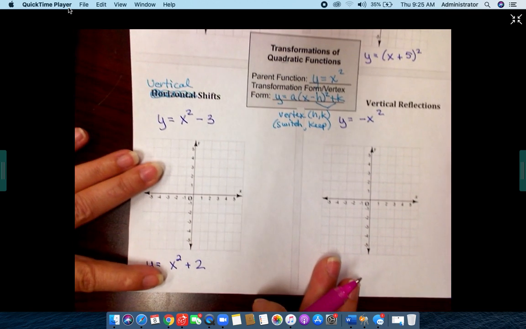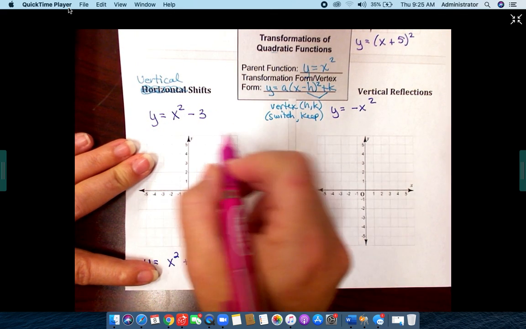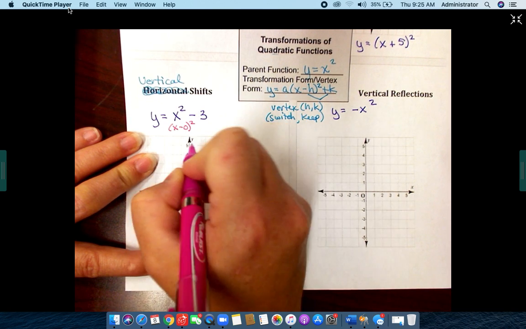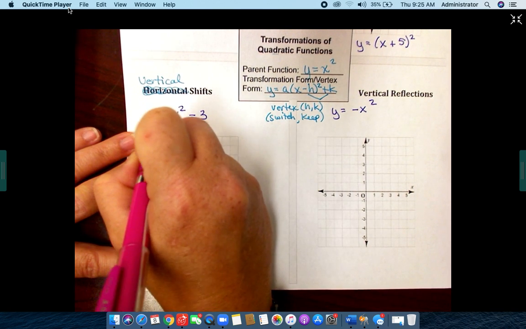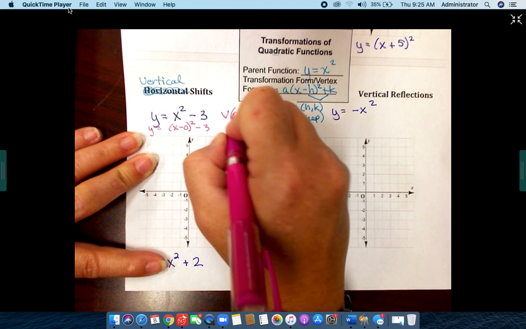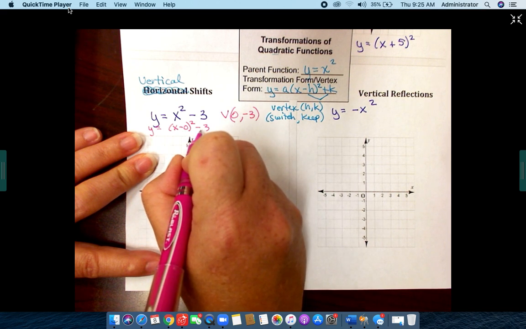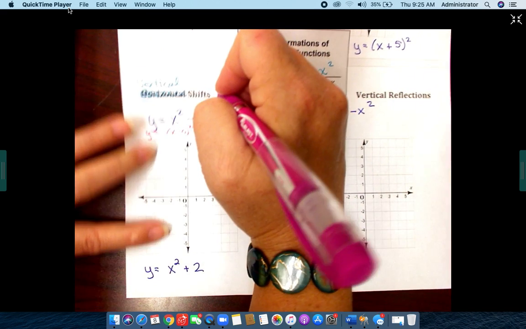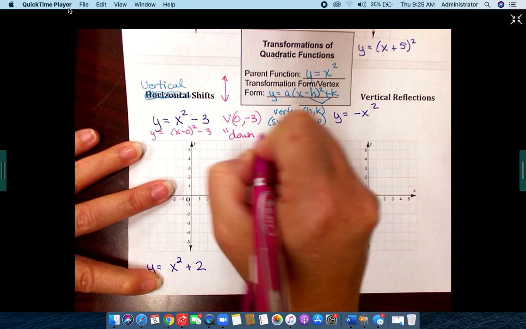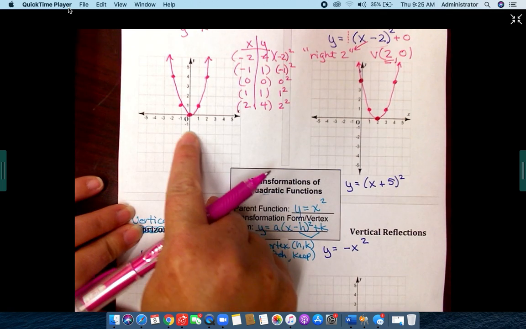So next I'm going to talk about if we have a vertical shift. If I do not see the parentheses, technically we can think of this as (x minus 0) squared. Then that means our vertex is not going to shift horizontally at all, but it is going to go down 3. So (0, -3), which means vertical, meaning up and down, we would shift down 3. But what are we shifting down 3? We're shifting the graph of the original parent function.